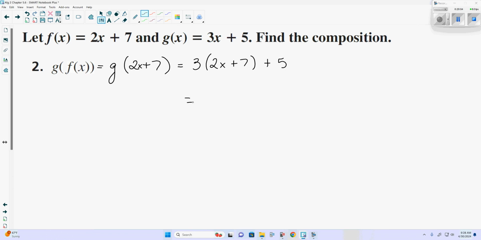And now we just need to simplify. We can distribute the 3. 3 times 2x is 6x. Plus 3 times 7 is 21. Plus 5. Be 6x plus.